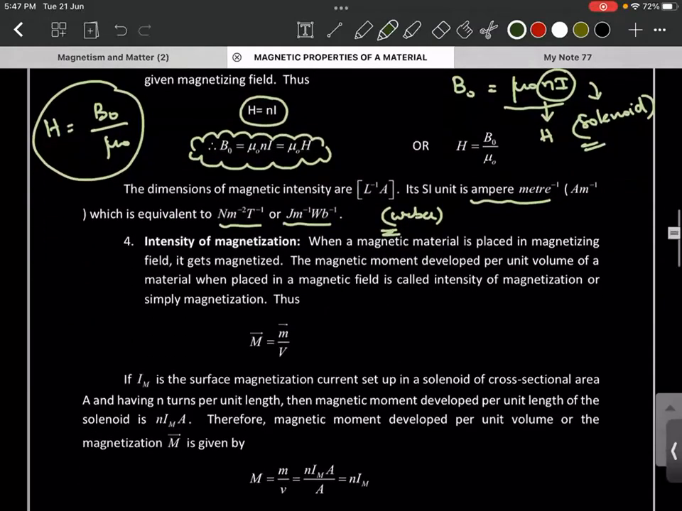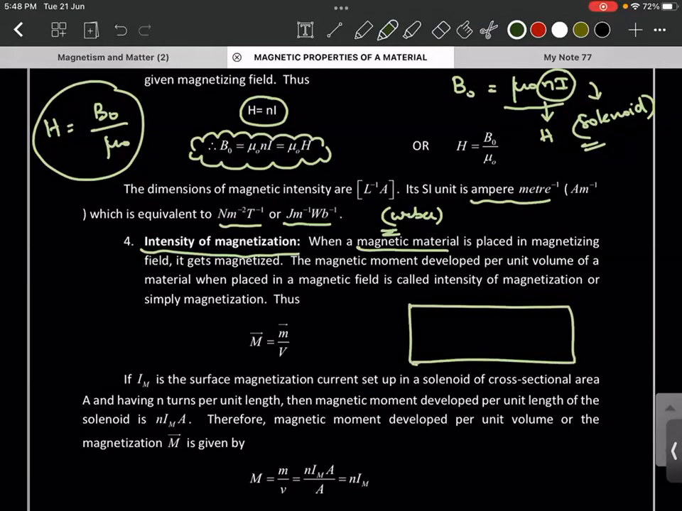Now listen. So the next term that we are going to see is called as intensity of magnetization, or in simple terms, just magnetization. Right? So when a magnetic material, you place it in a magnetizing field, it gets magnetized. But now the question is, what is the extent to which the material has got magnetized, right? Suppose I take this to be the steel rod.